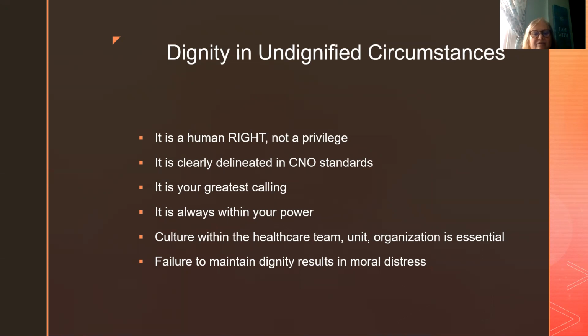And so for me, just a couple of points here: dignity is a right. It's not a privilege. No matter how a patient is treating you, treating them with dignity is a right that they have. And that is clearly delineated in the CNO standards. And it's really your greatest calling. It is your greatest calling, and it sometimes can be your greatest challenge. It's okay to be a human being and process what's happening.